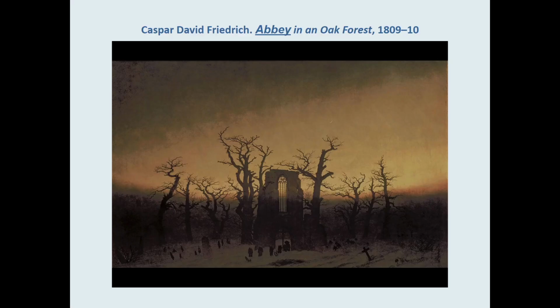Okay, and this is the companion piece to Monk by the Sea, the Abbey in an Oak Forest, or Abbey in the Oak Wood. Pretty much the same thing, call it whatever. But the mood here is silent, bleak, a somber sky at twilight. Feels very cold. It's wintertime, and everything is either dead or dying. This is a medieval abbey. It is crumbling. It's representing an age past, just like the human achievement here is crumbling.